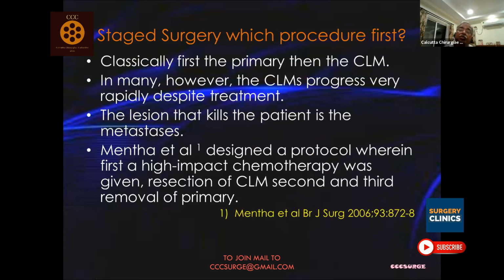Now, this is the most controversial thing, but you must remember that some examiners actually ask this. Stage surgery, which procedure first? And all this was because of this man, Mentha, who had this article in the British Journal of Surgery in 2006. Classically, you handle the primary and then the colorectal metastases. But the issue is, in many cases, the colorectal metastases progress very rapidly despite treatment. And the lesion that kills the patient is supposedly the metastases, not so much the primary. So Mentha designed a protocol where first, a high impact chemotherapy was given, second, a resection of the colorectal metastases, and third, the removal of the primary.